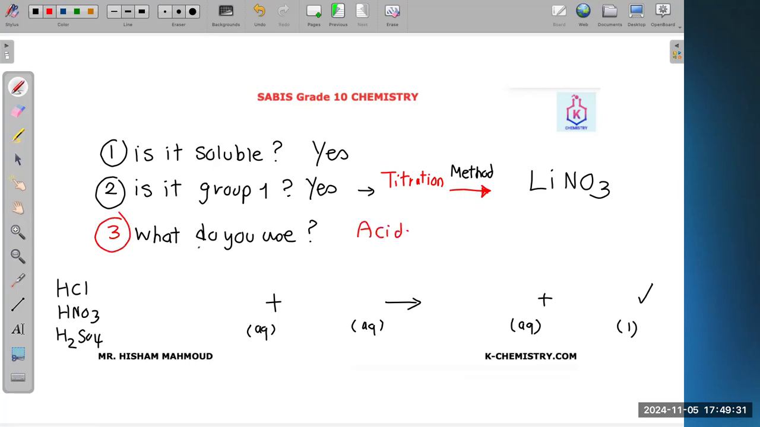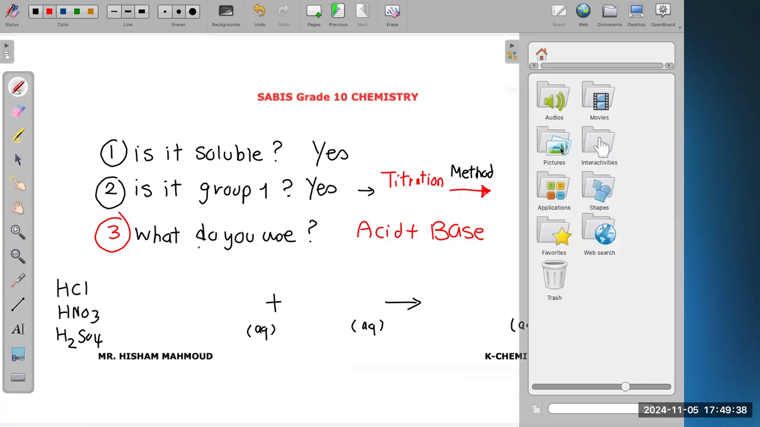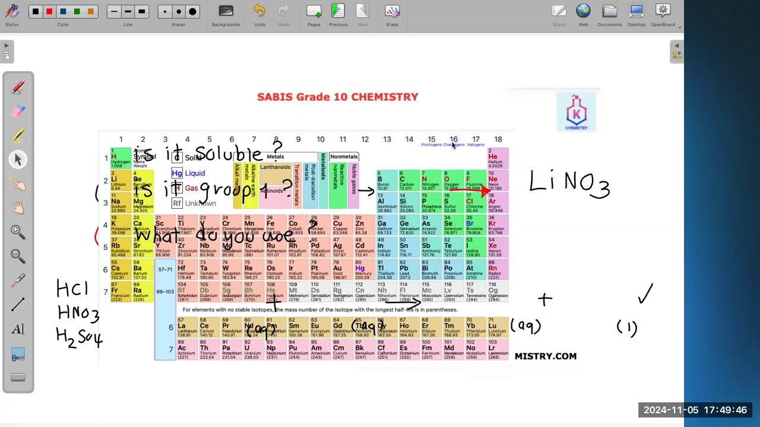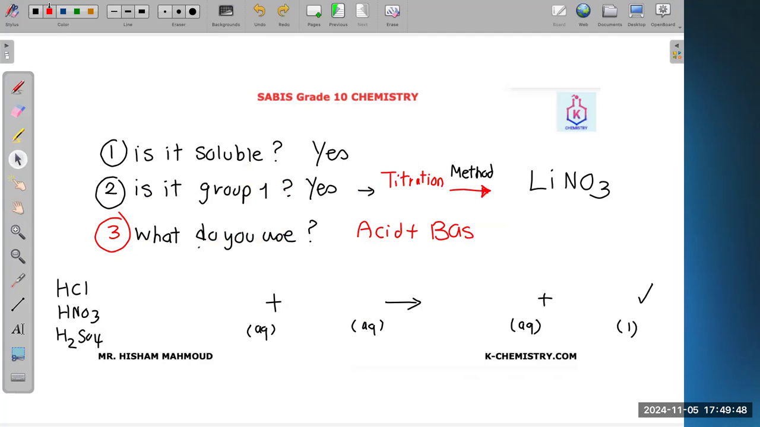What is the acid and what is the...? No, lithium is in group 1. Lithium is in group 1, yes. I can choose any of these: lithium, sodium, potassium. Rubidium, cesium and francium are also the same, but they are a little bit more reactive, so usually not included. So I will use lithium nitrate.